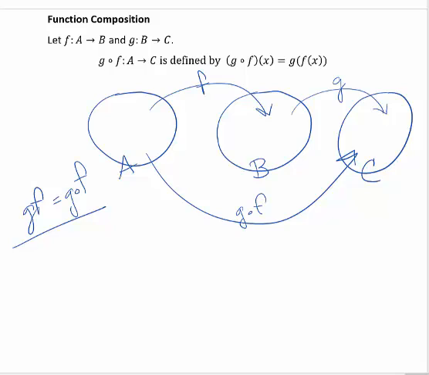GF means apply F first. You have an X in A, and then you get F of X in B, and then G picks up F of X. G is the second function to be applied, and you get G of F of X. I know you've all seen this before, and you know that G circle F is not necessarily the same as F circle G. In most cases, it isn't.